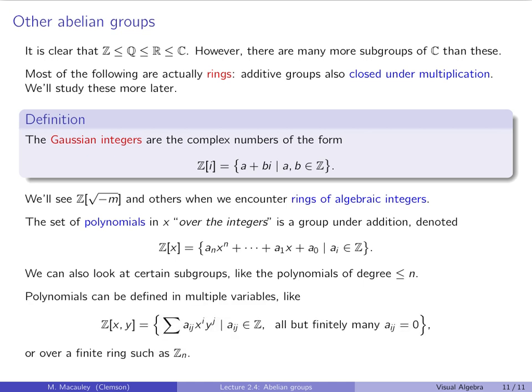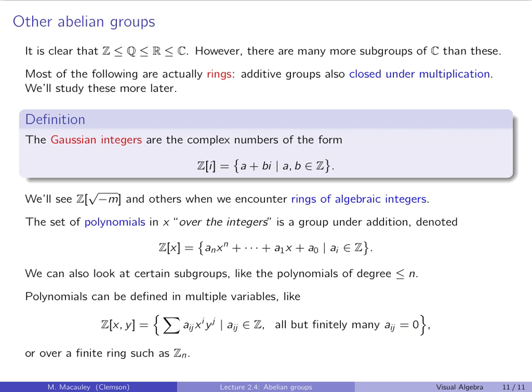Polynomials can be defined in multiple variables, like x and y. We write Z square bracket x and y. We don't really say that. We say the polynomial ring in x and y. So it's a set of all of these monomials, a_ij times x to the i times y to the j, well, a set of all sums of monomials. And we only allow finite sums. So we say all but finitely many of these things are 0.